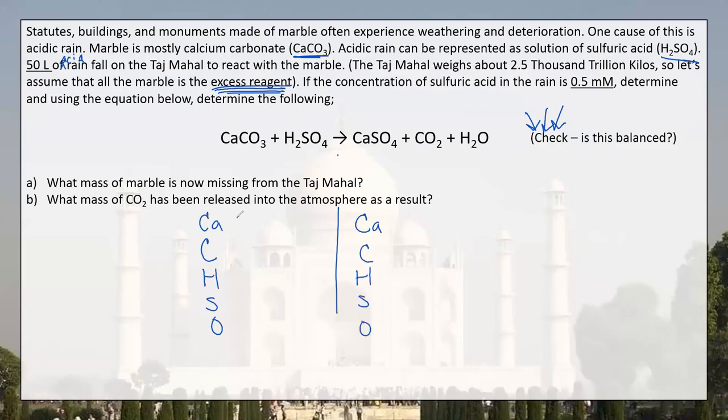And then 1 calcium here, 1 carbon, 2 hydrogens, 1 sulfur, and then 3 plus 4 is 7 oxygens, and 1 calcium, 1 carbon, 2 hydrogens, 1 sulfur, and then 4 plus 2 is 6 plus 1 is 7. So this comes balanced as it is, which is handy because it means we can just move on. All right. So now what mass of marble is missing?